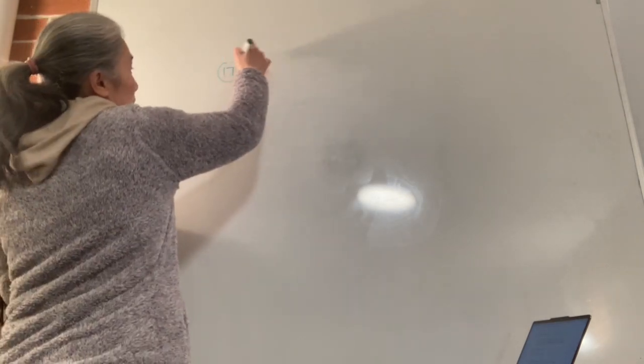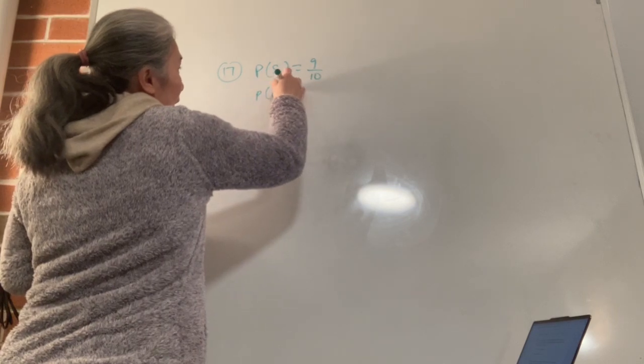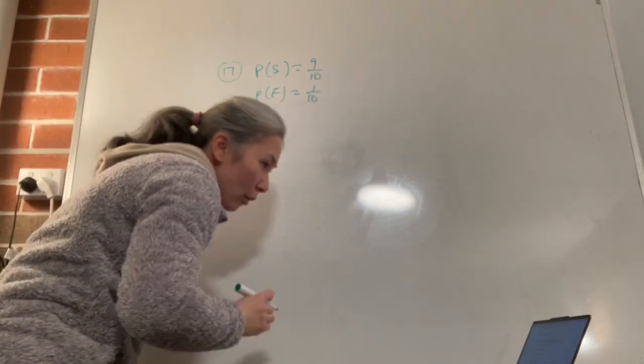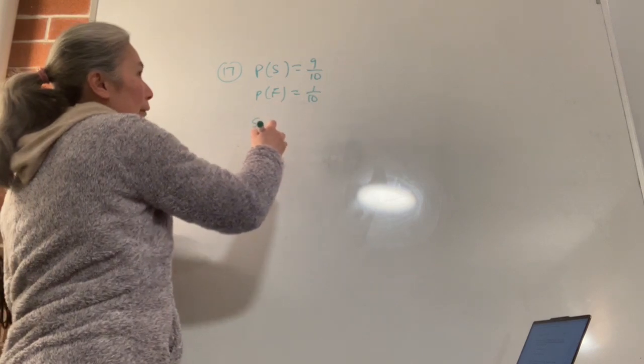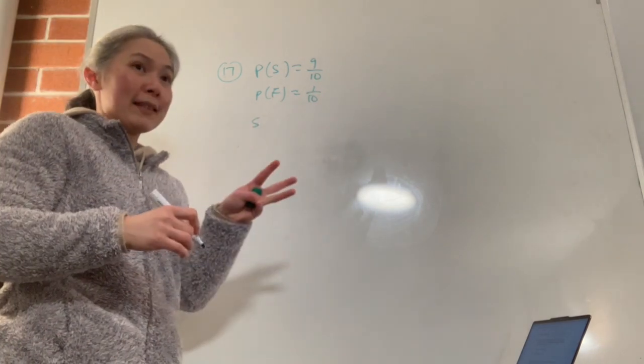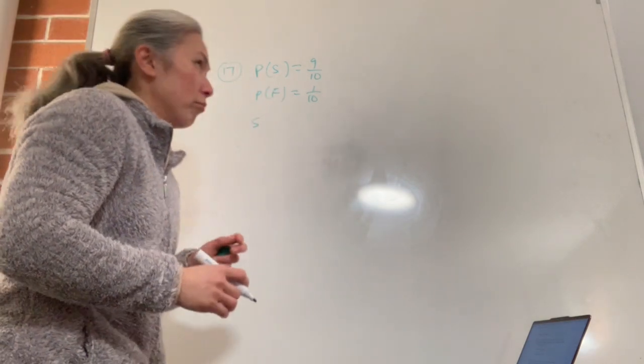So this is question 17. Probability of success is 9 on 10. Probability of failure is 1 on 10. So you want at least 2 success. That means you can have 2 success or 3 success. Is that right? Yes, at least 2.